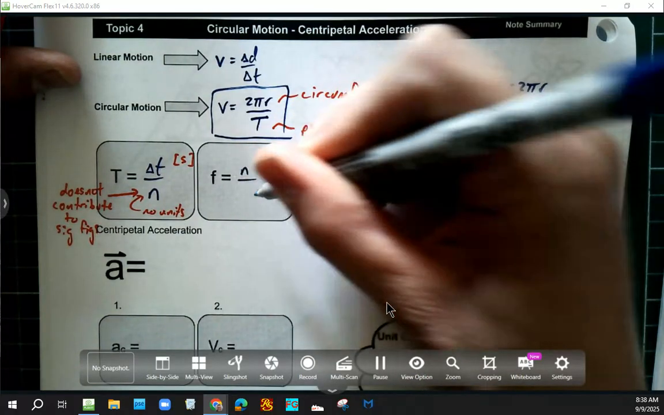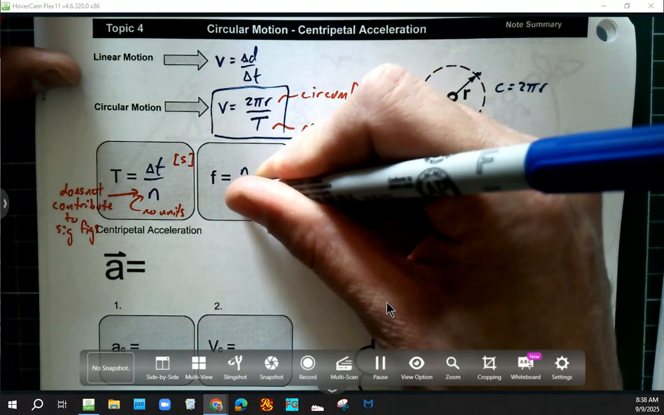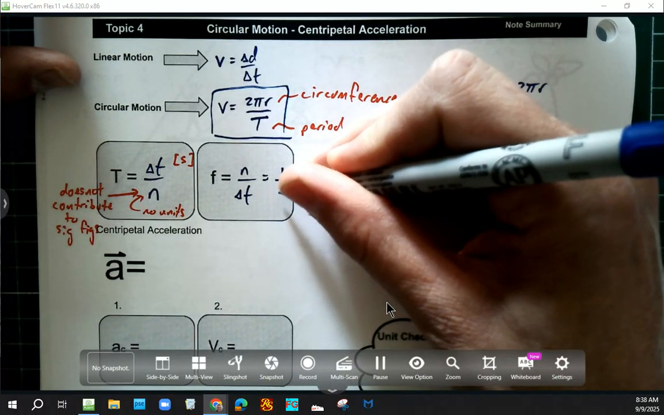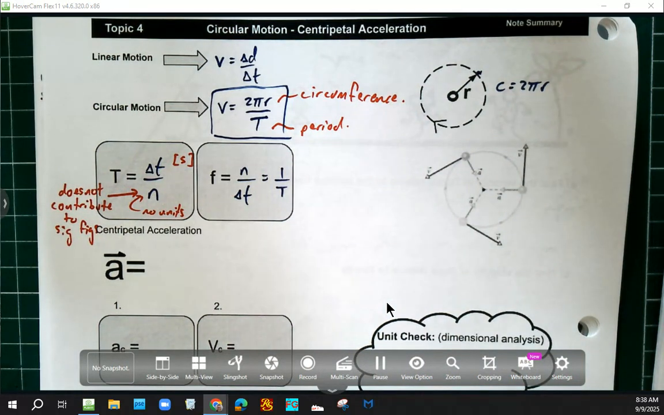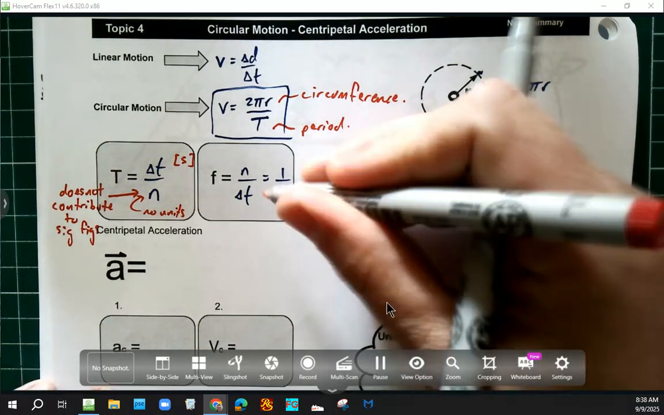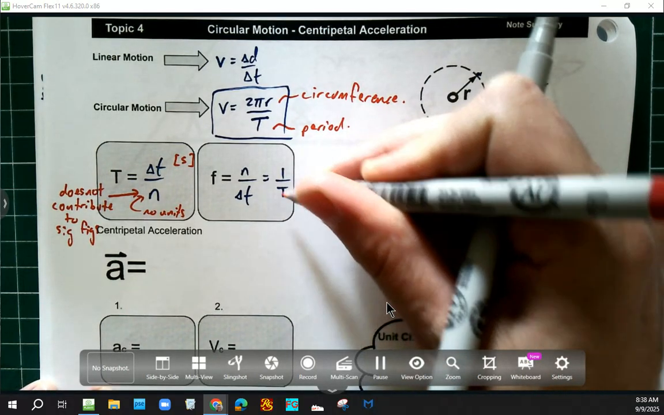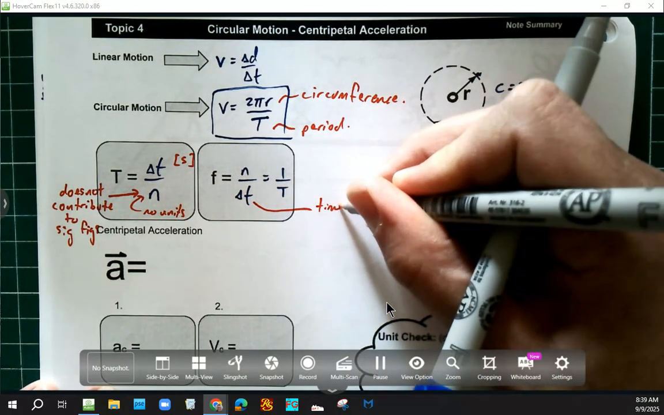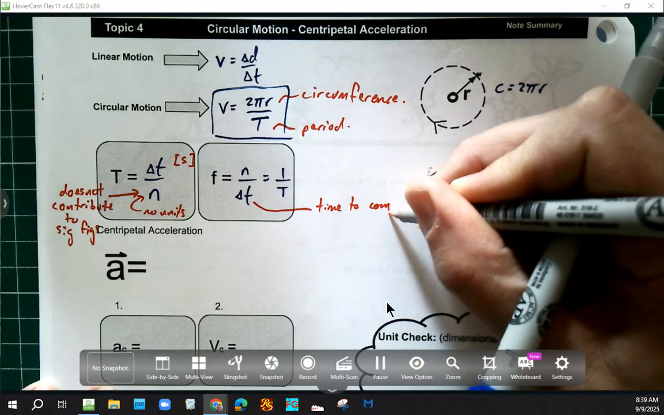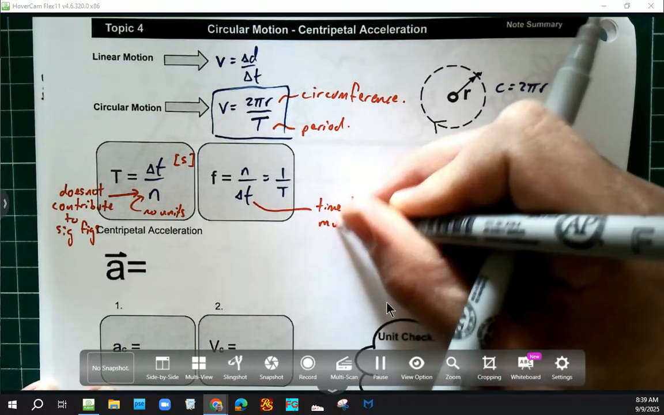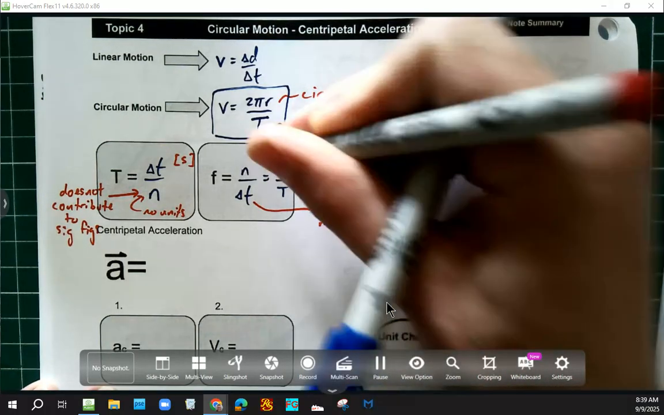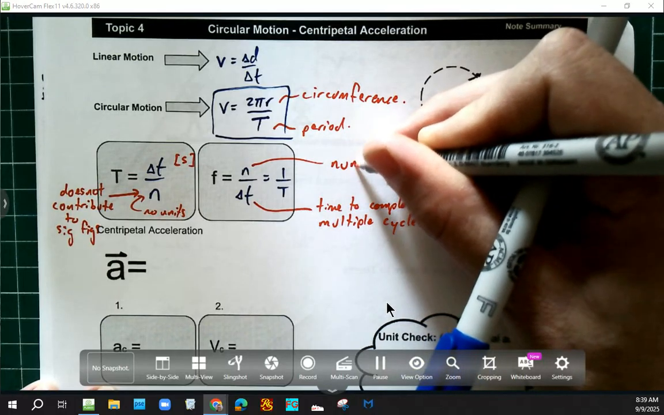Anyway, the frequency is just the inverse of that, the reciprocal, I should say. N over delta t, and we could write it as frequency is 1 over period. And just, we'll put it in writing, that delta t is time to complete multiple cycles, and the n is number of cycles completed.